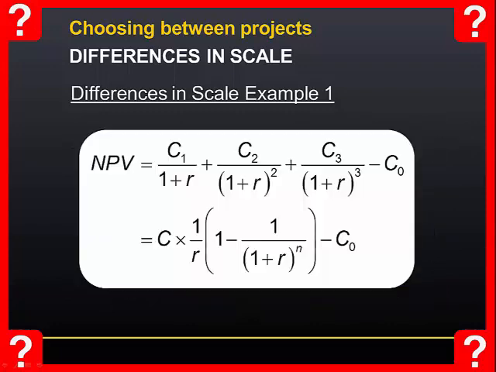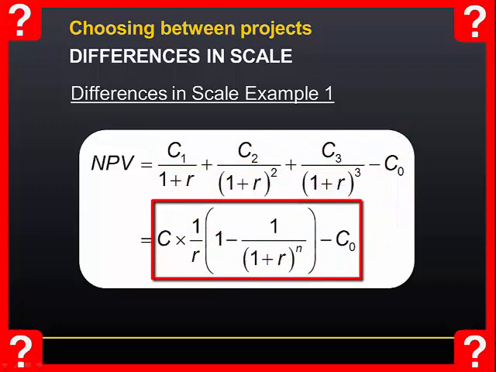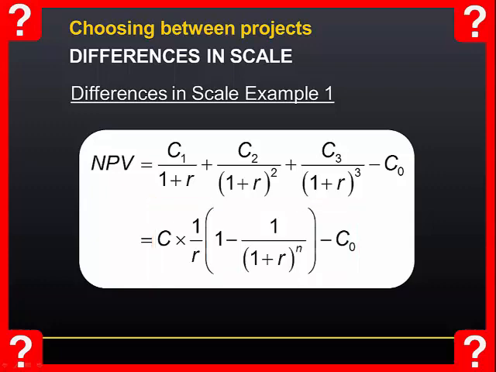So here is the NPV formula for a project with 3 future cash flows. This first version can apply to any situation. The second one is applicable in this case. Because the future cash flows are constant, we can treat them as an annuity. So what is the NPV of projects A and B?